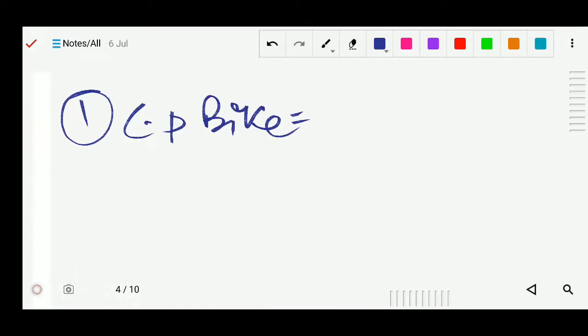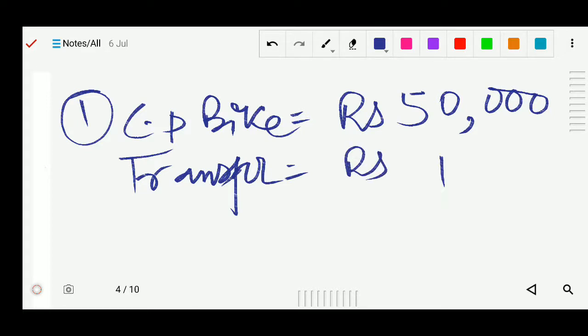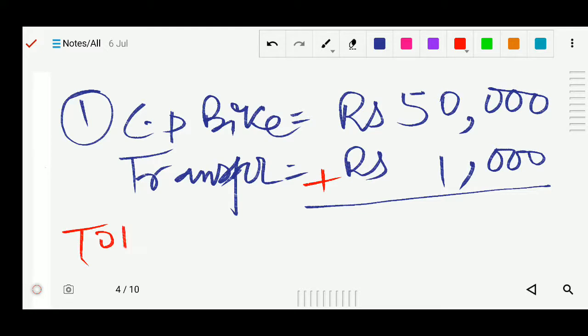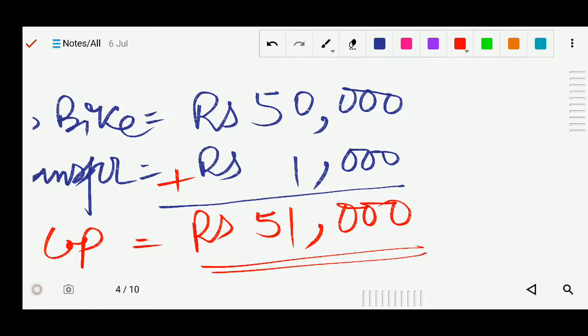That was rupees 50,000. Now for the transportation he paid 1,000 only. So now we will add it and we will get the total CP, cost price. The total cost he had will be rupees 51,000. Now this is the total cost price.